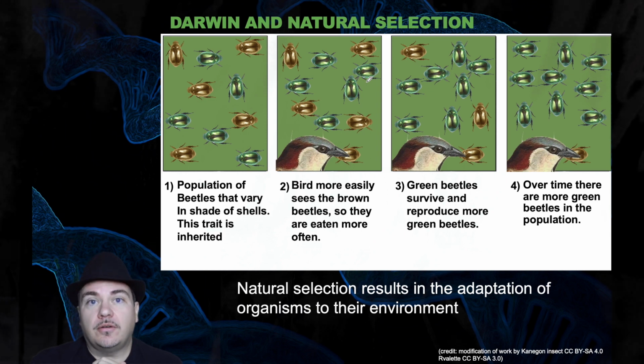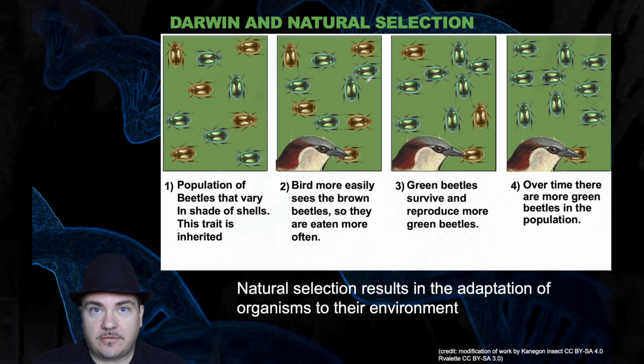Okay, third, that population has to be living somewhere. In this case, this population of beetles is living in an area with a very green background, like a grassy area. Next, what you need is some selective pressure, something that's going to act upon that inheritable trait. In this case, that would be a bird. Why? Because birds like to eat beetles.